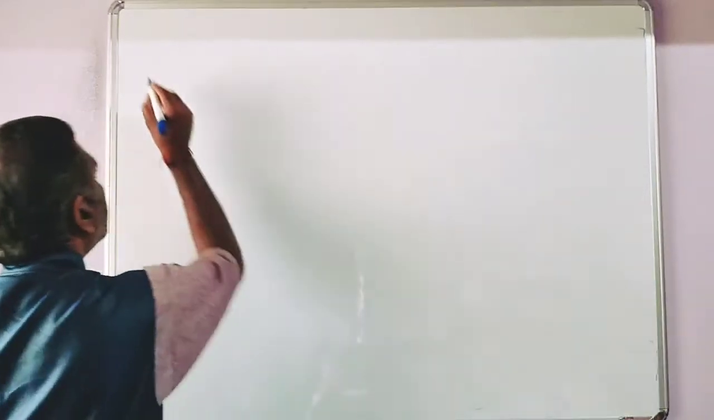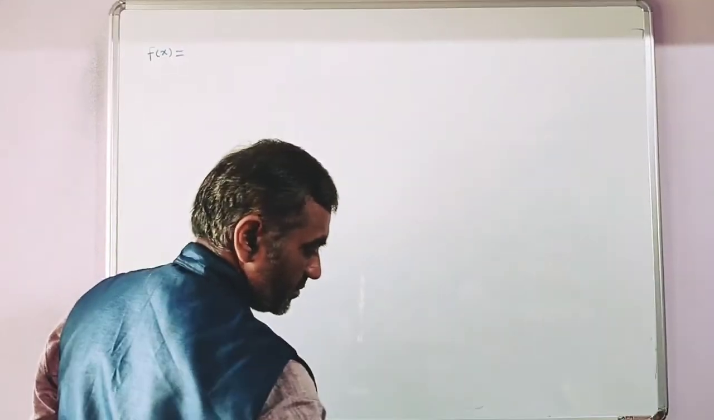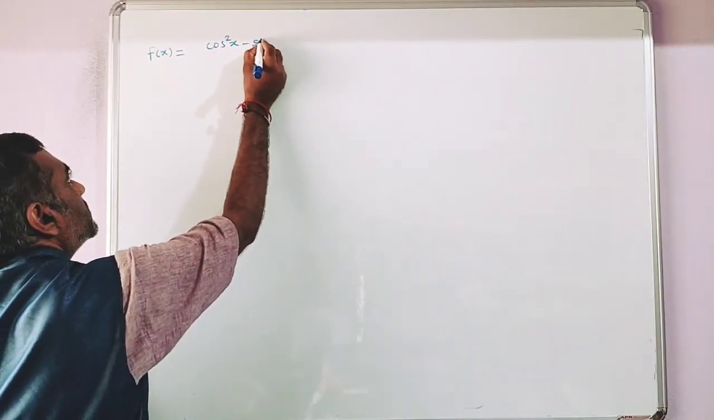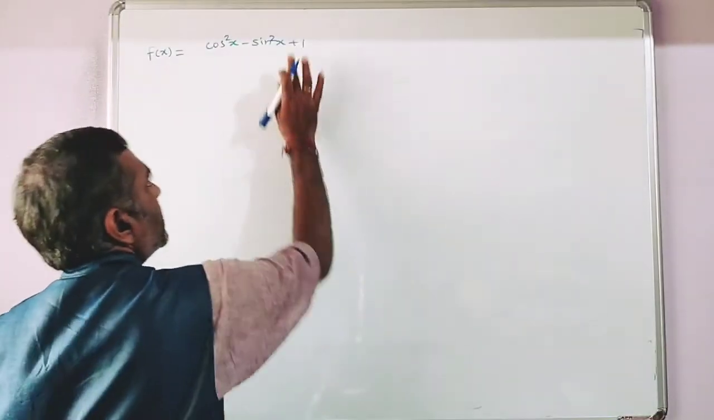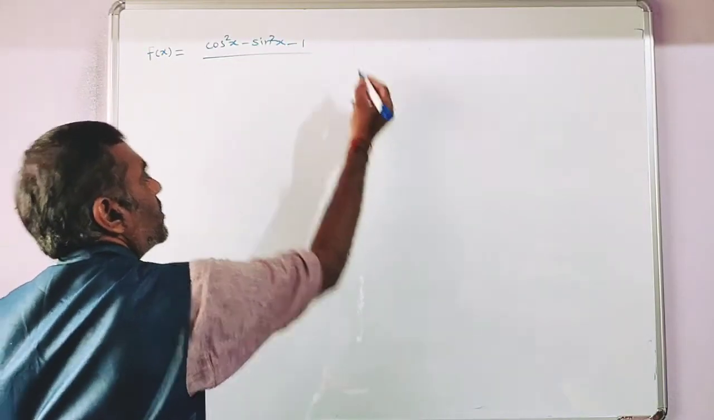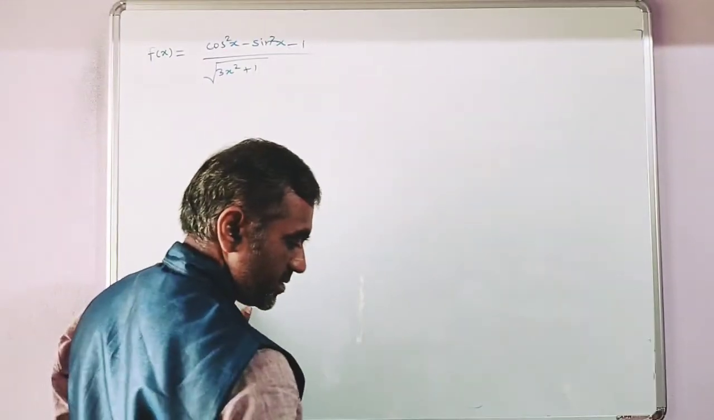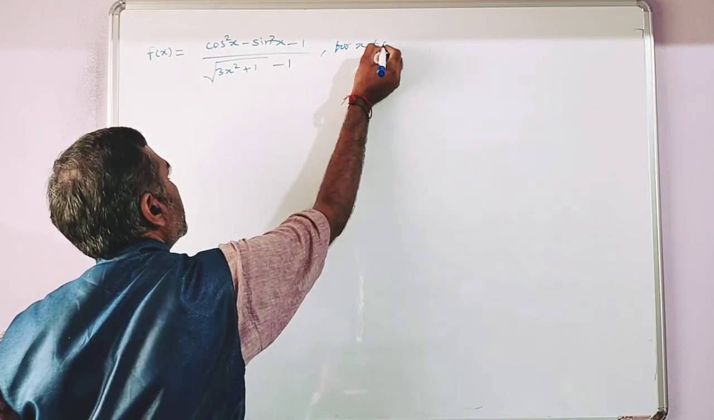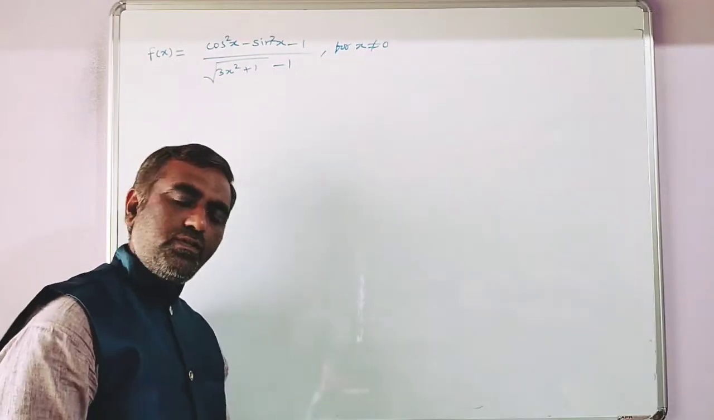F of x is equal to cos square x minus sin square x plus 1 minus 1 whole divided by square root of 3x square plus 1 minus 1 for x not equal to 0. If f is continuous at x is equal to 0, find f of 0.